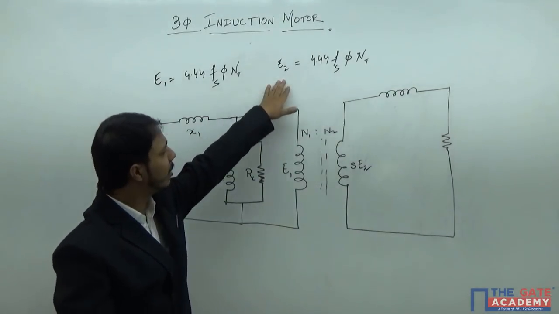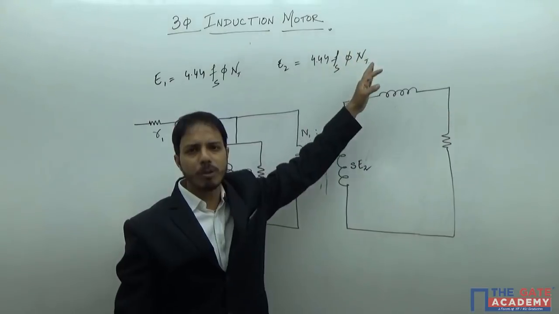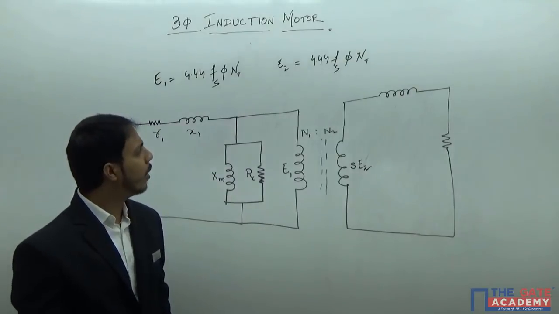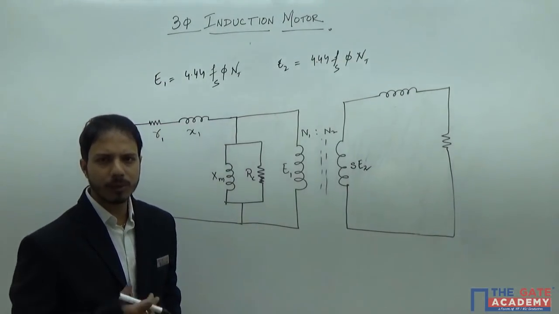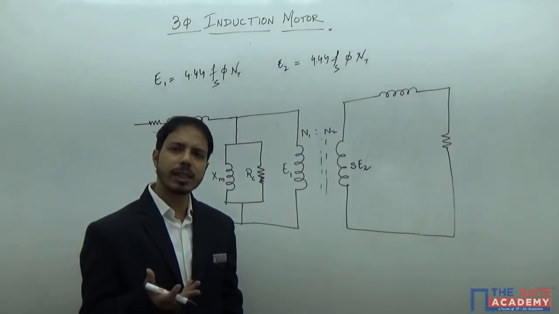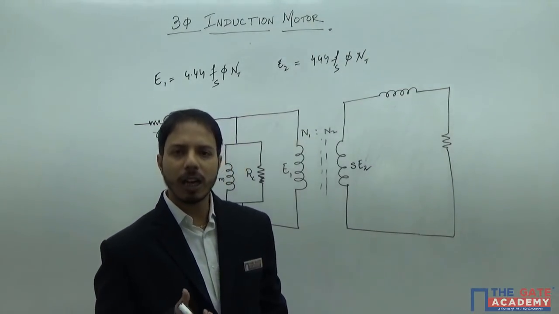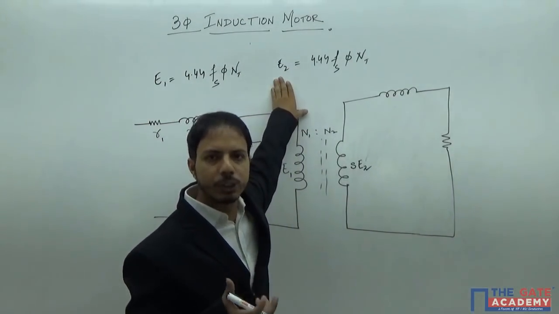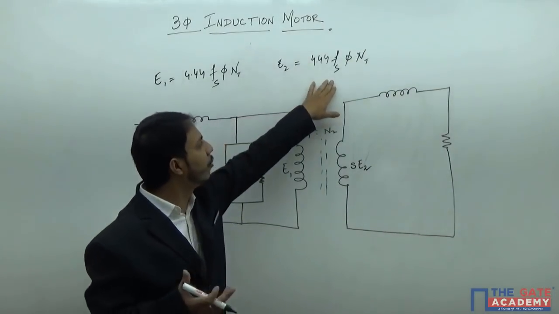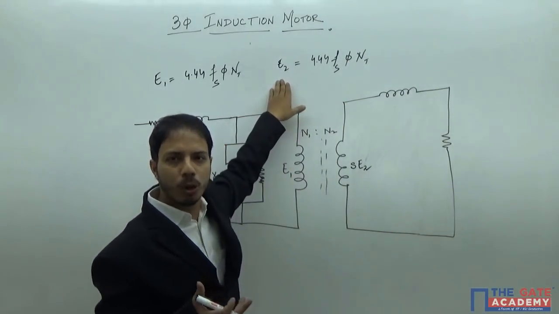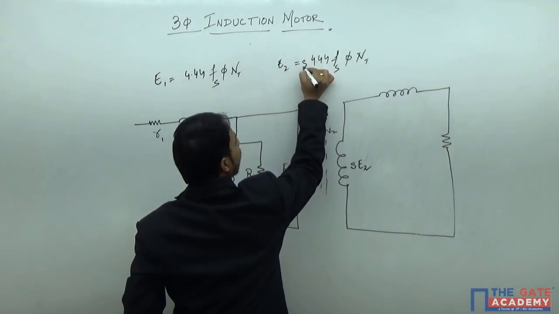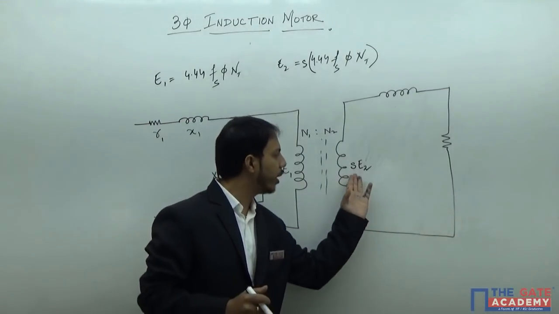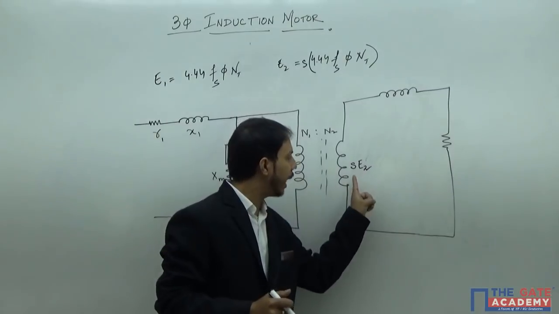But this EMF will be induced when the slip value is 1. That means at the starting. Now when the rotor starts rotating, the flux cutting action will reduce, due to which the frequency of the induced EMF will reduce. Or in other words, the frequency induced in this rotor circuit will be S into F. So that's why we write the rotor EMF which is induced as S times E2.